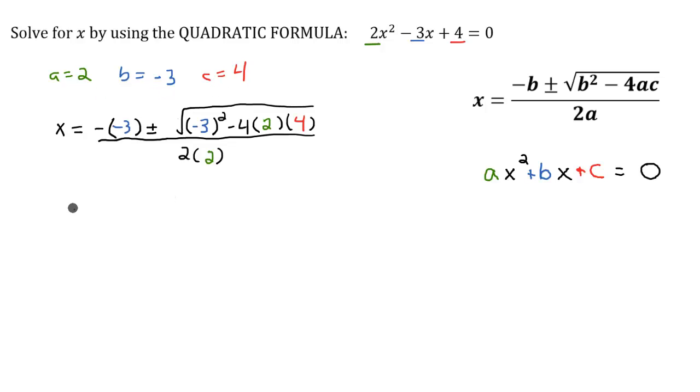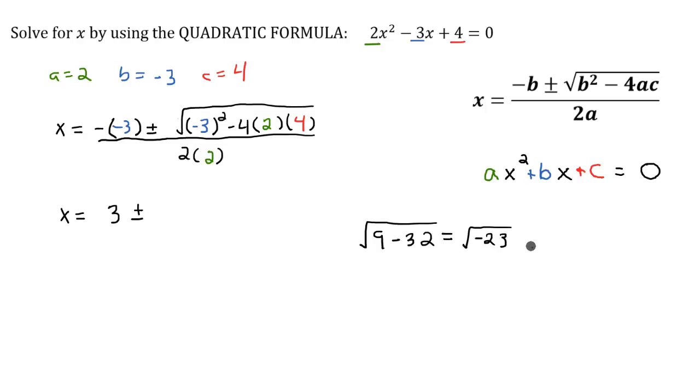So we have x equals, we simplify this part up here, this top left part. If we have a negative times a negative, that becomes a positive 3, plus or minus. I'm going to simplify everything underneath this radical, so -3 squared gives us 9, and then -4 times 2 times 4 is going to be, what, -32, that's all going to be under the radical. 9 minus 32 is going to be a -23. Again, that's underneath the radical.